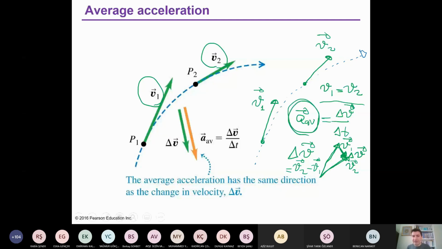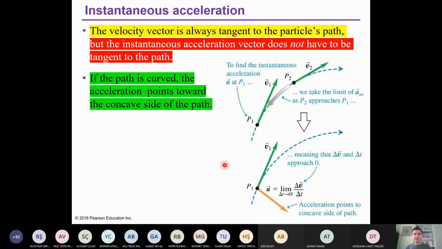So here we have constant speed. I mean, the magnitudes of velocities are the same, but since the direction of the velocity is changing, then we have an acceleration. Don't forget. Do you have any question? Okay, let me continue with the instantaneous acceleration.